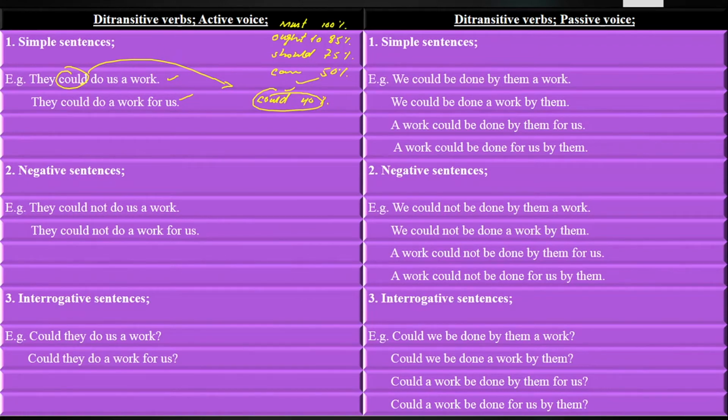Now before starting that from active voice into passive voice, we will just look at the rules of how you are going to change it. When they, your subject, comes in the place of object, it changes into them.